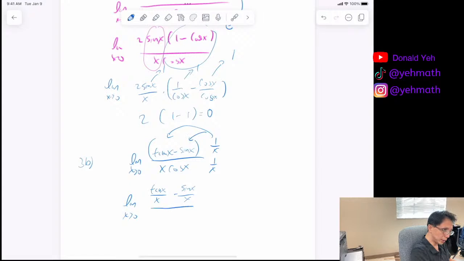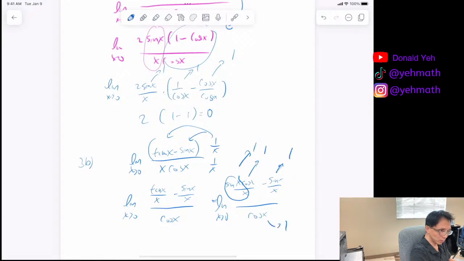And over here, x cancels out, and the cosine of x, which we know is 1. So this one is going to be sine of x over x times cosine of x, minus sine of x over x, limit x approaches 0. Now this part is going to give you what? 1, 1, 1, 1. 1 minus 1 over 1 is equal to 0.